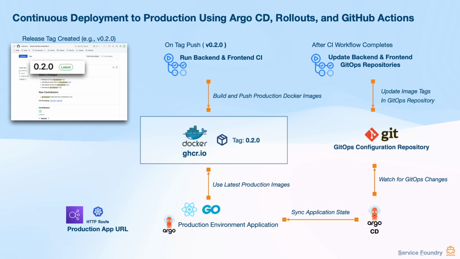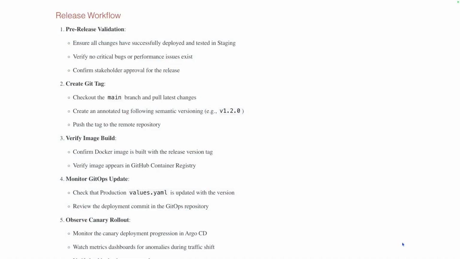The production environment represents the culmination of the promotion pipeline, hosting the application version that end users interact with. Unlike the other environments that trigger on-branch commits, production deployments are initiated by creating Git tags, providing explicit version control, and enabling semantic versioning practices. The release workflow follows a comprehensive process.